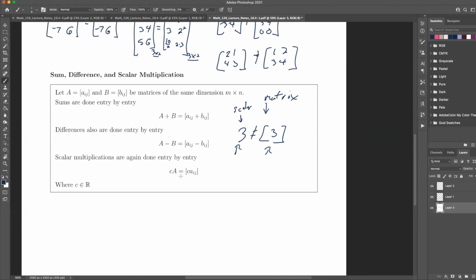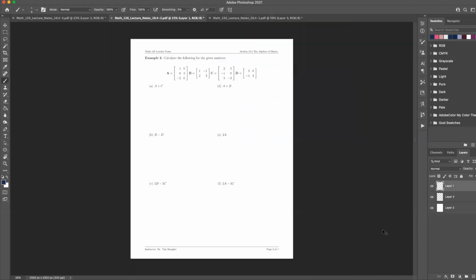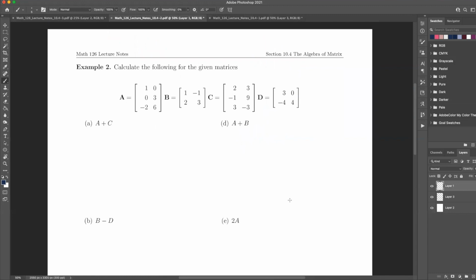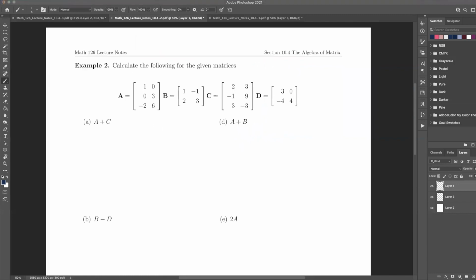All right, so let's actually do this. And we're going to do it here on this page. All right, so here we have a bunch of stuff to do. Okay, so here I'll give you a bunch of matrices. All right, so let's go ahead and start doing this. So we're going to add A and C. And so I'm going to write this out. Yeah, we got plenty of time to write it all out. So here we have 1, 0, 0, 3, negative 2, 6. So this is my A, right? And I'm going to add to it C. And C is over here.